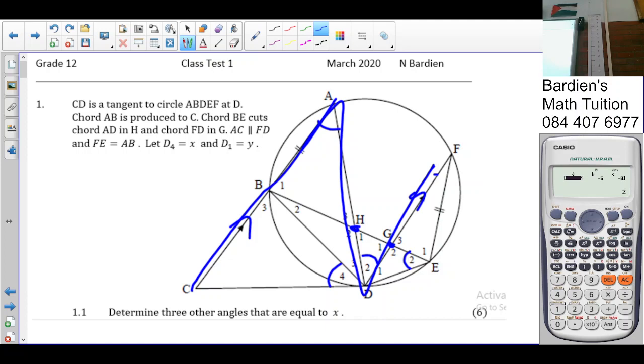Then we are told that FE is equal to AB. So if that is the case, what do we know? That angle D1 is equal to angle D3. Why is angle D1 equal to angle D3? Because equal chords subtend equal angles on the same side. Not so.